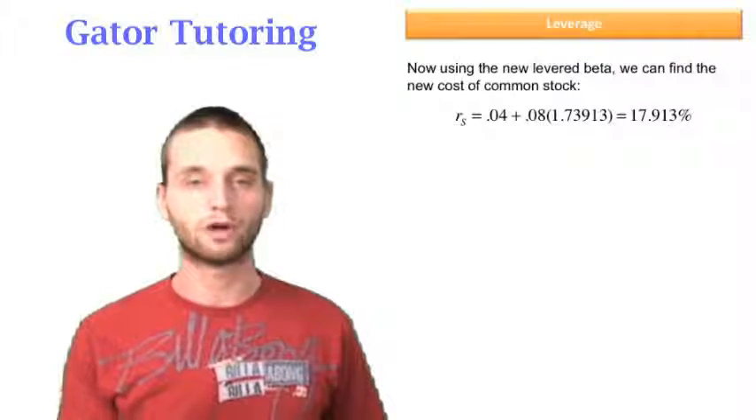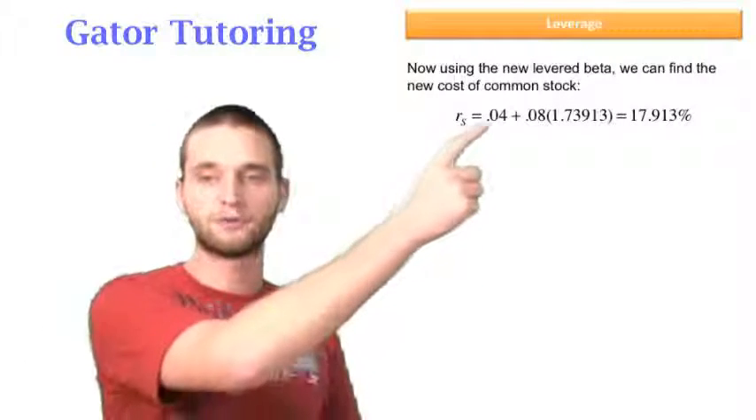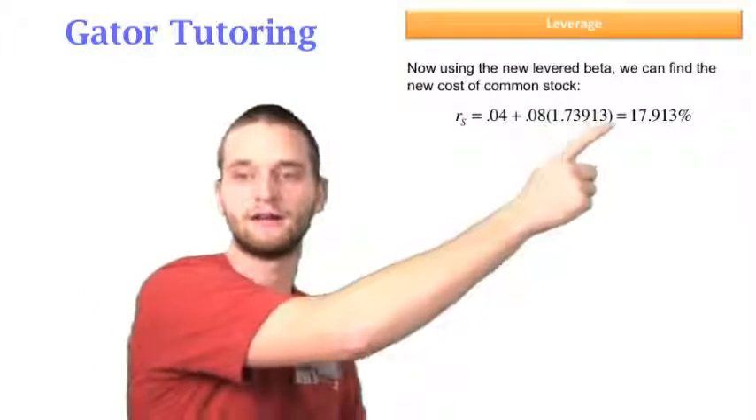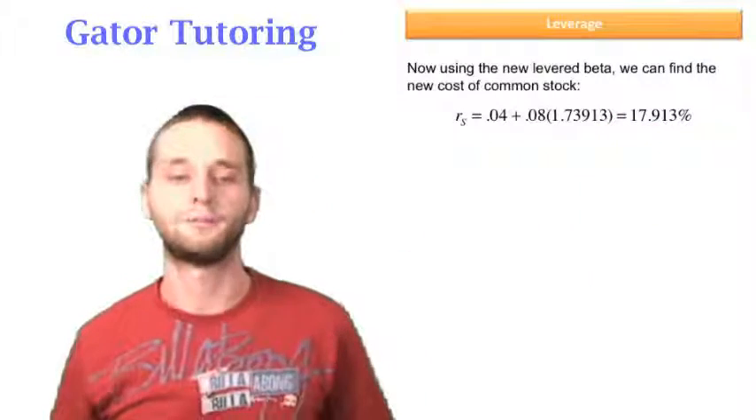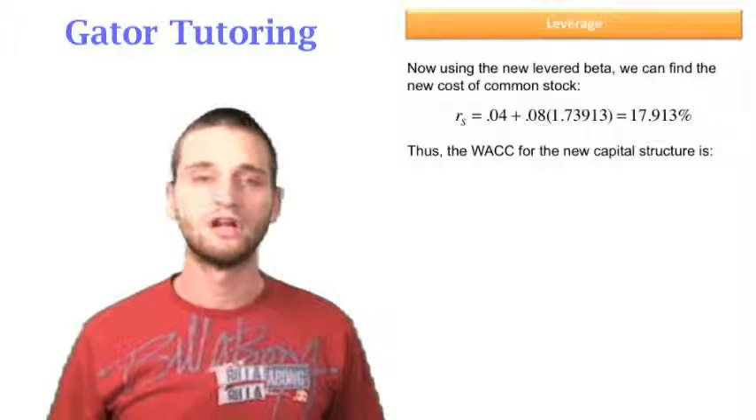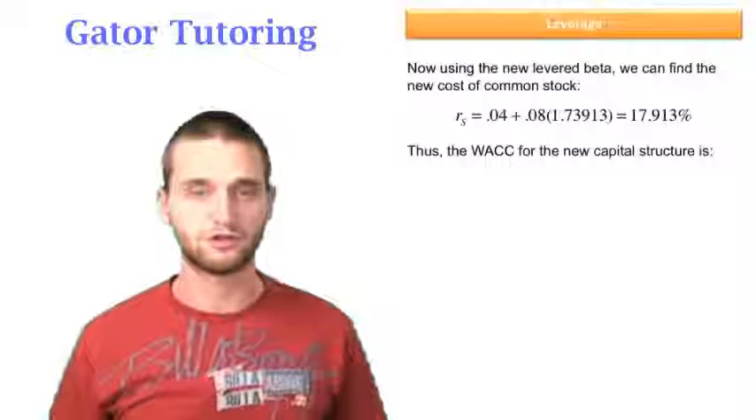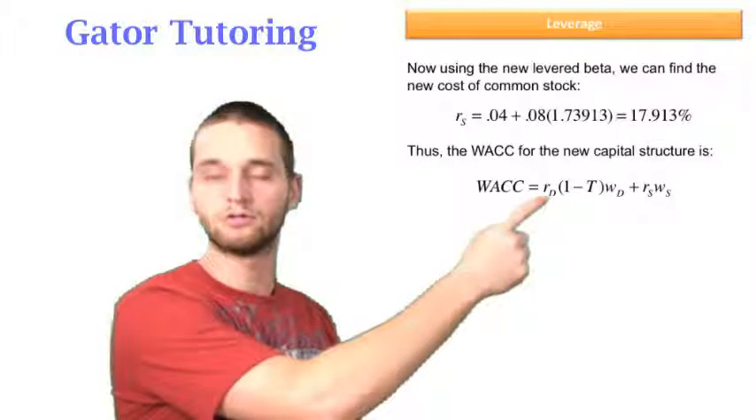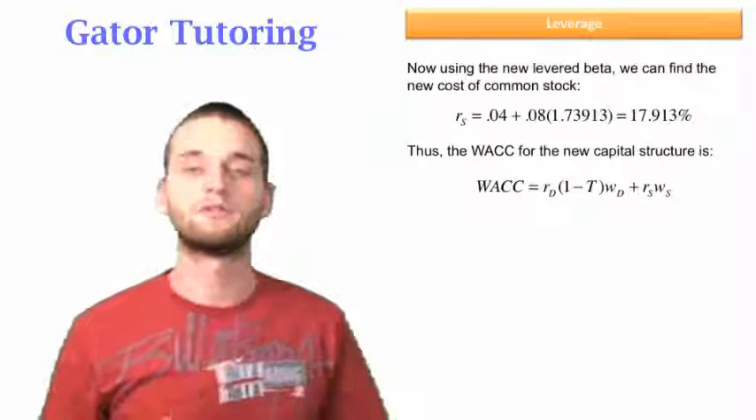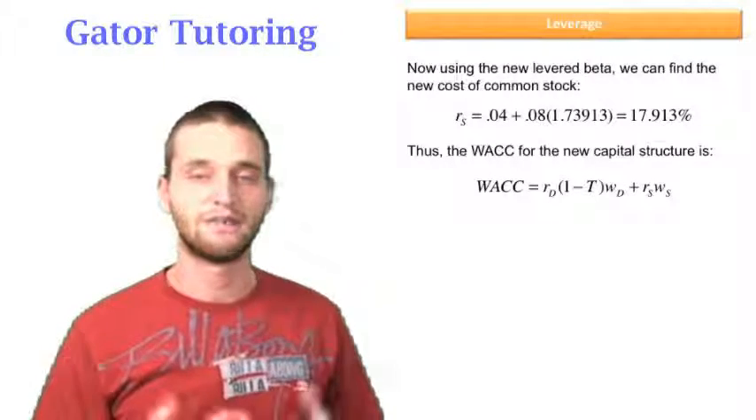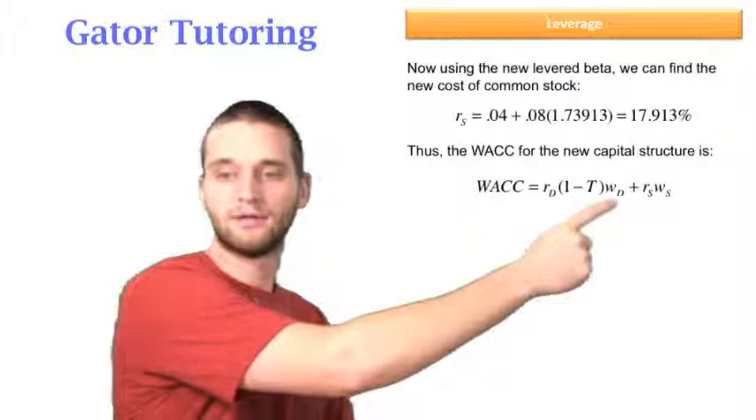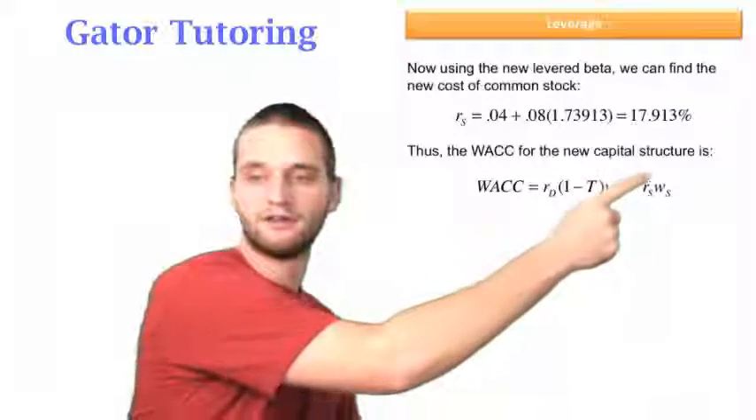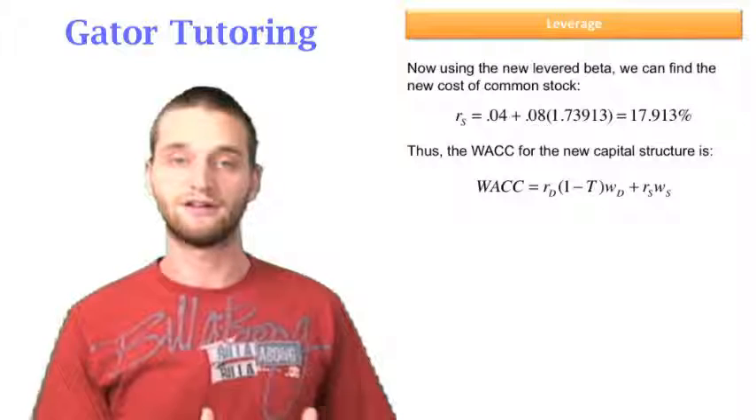So now we can use the levered beta to find the new cost of common stock. Going back to CAPM, the cost of common stock is the risk-free rate of 4%, plus the market risk premium, which is still 8%, times the new riskiness of our company, the new beta. That's going to give us a return on stock of 17.913%. Thus, the weighted average cost of capital for the new capital structure is going to be the rate of return on debt that our debt holders require, times 1 minus the tax rate. Remember, we always use the after-tax cost of debt because of the tax shelter that debt financing creates. We multiply that by the weight of debt in our capital structure, plus the rate of return that the stockholders require, times the weight of our capital structure that's in stock, that's in equity.